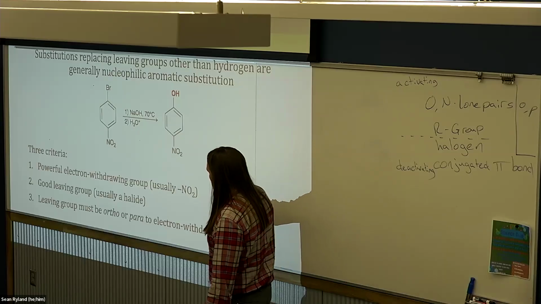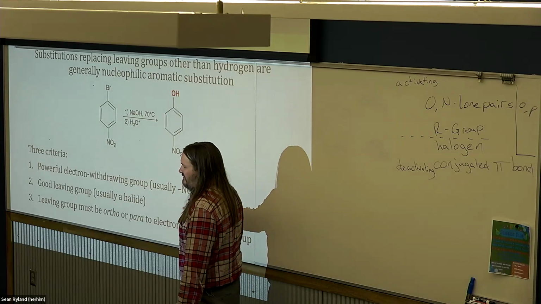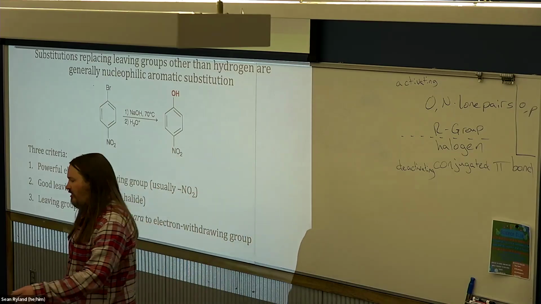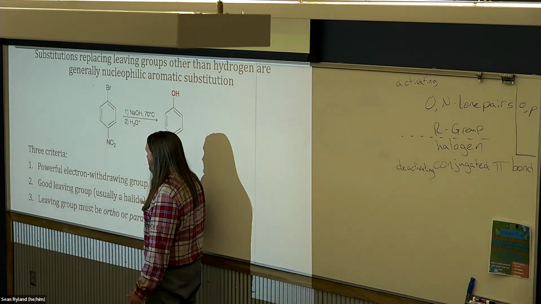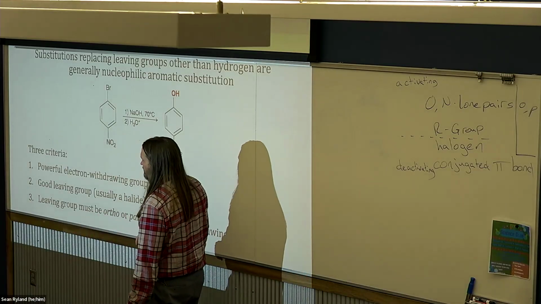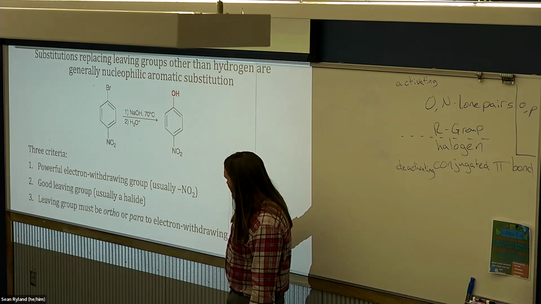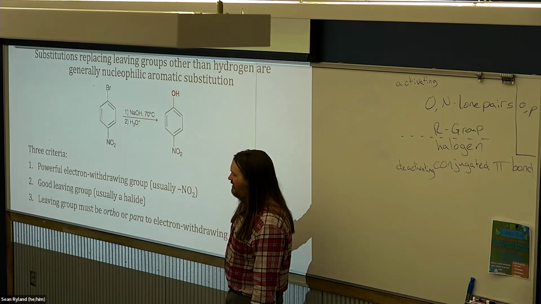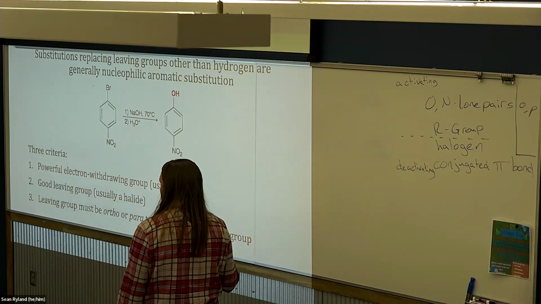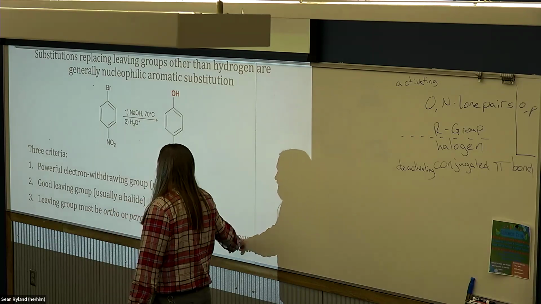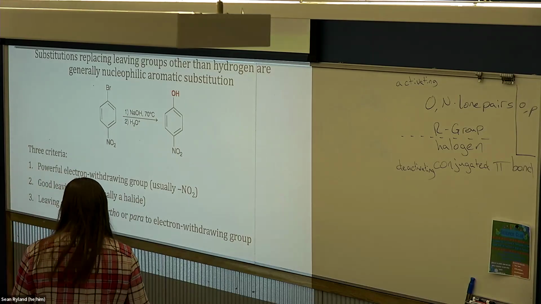Right, so we need a powerful electron withdrawing group. Nitro group is the standard, but anything that's in that strongly electron withdrawing category could work. Good leaving group, as we've usually seen with SN2 and SN1 reactions, halogens are our go-to, especially bromine. The third criteria is the trickiest one. Well, it's not really that tricky. It's similar to the ortho-para directing logic. It has to do with the resonance structures. The leaving group has to be ortho or para to our electron withdrawing group.